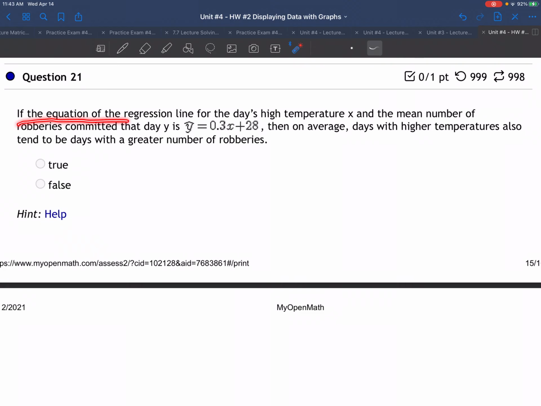If the equation of the regression line for the day's high temperature x and the mean number of robberies committed that day is this, then on average, days with higher temperatures also tend to be days with a greater number of robberies. Is that true? I mean, is that what the equation is saying? Let me write it out. Oops, it's not an 8, it's an x.